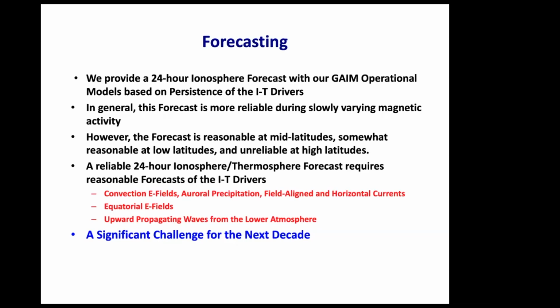A reliable 24-hour forecast for the ionosphere-thermosphere system requires reasonable forecasts for the IT drivers. And what do we mean by IT drivers? You have to have the convection electric fields, auroral precipitation, field-aligned and horizontal currents forecasted at high latitudes. The equatorial electric fields have to be forecasted properly at low latitudes, and upward propagating waves from the lower atmosphere have to be forecasted as well into the future. This is a very, very significant challenge for the next decade, and I don't know if we'll be able to achieve that.